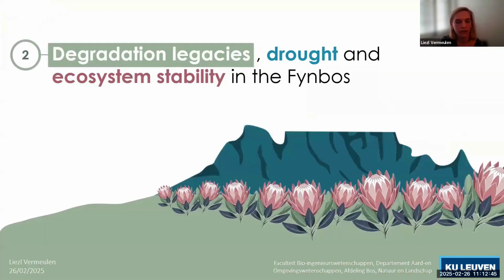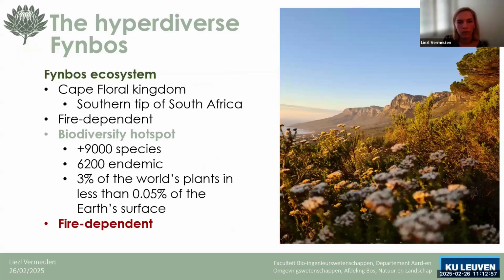Then we go on to our next ecosystem, the fynbos. And here I focused on degradation, legacies, drought, and how this affects ecosystem stability in the fynbos. So the fynbos, for some context, is a very hyper-diverse ecosystem. It's only found in the southern tip of Africa, and this small area hosts more than 9,000 species of plants, of which 2/3 are found nowhere else in the world.